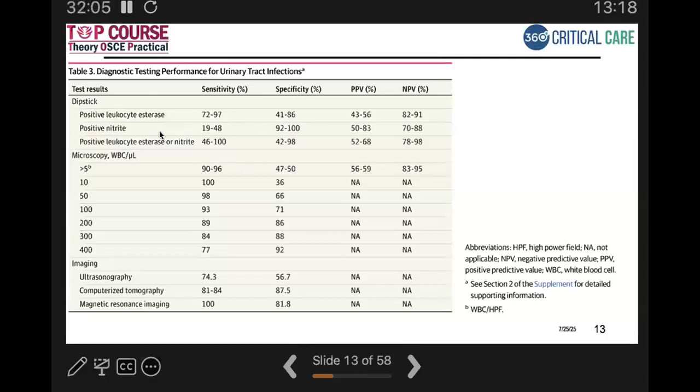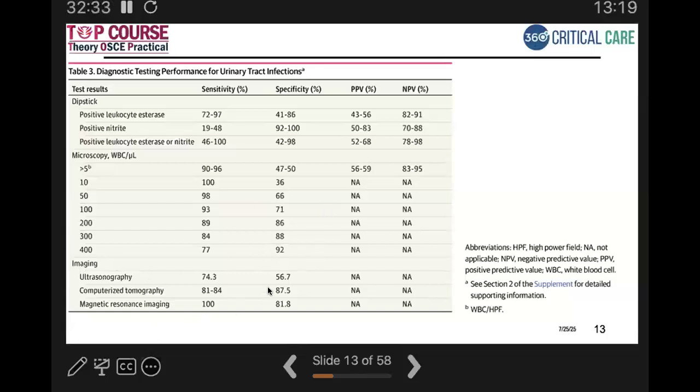When you see nitrite, it is more specific for the UTI. And when you see microscopy, when the polymorphs presence is around 400 WBC per microliter, then it is more specific. For the lesser counts, you have to see the underlying clinical scenario, whether the patient is on a catheter, whether the patient has collected the urine properly, or it's a contaminated sample. So when the polymorphs are more than 400, then it is more specific.